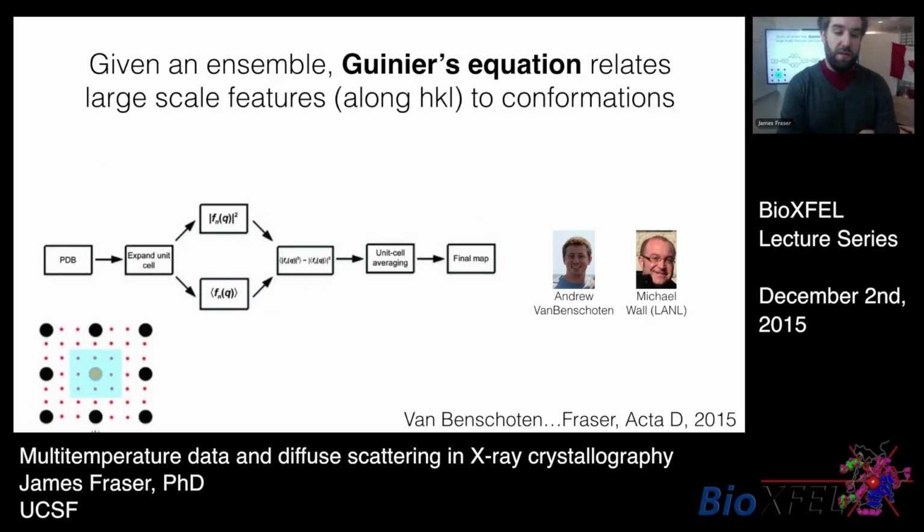We've also, in P1, it's quite straightforward to expand the unit cell to allow for a finer sampling of reciprocal space to map the diffuse scattering relationship. And this allows us then to take any given ensemble and compare the predicted diffuse scattering to the experimentally observed diffuse scattering.